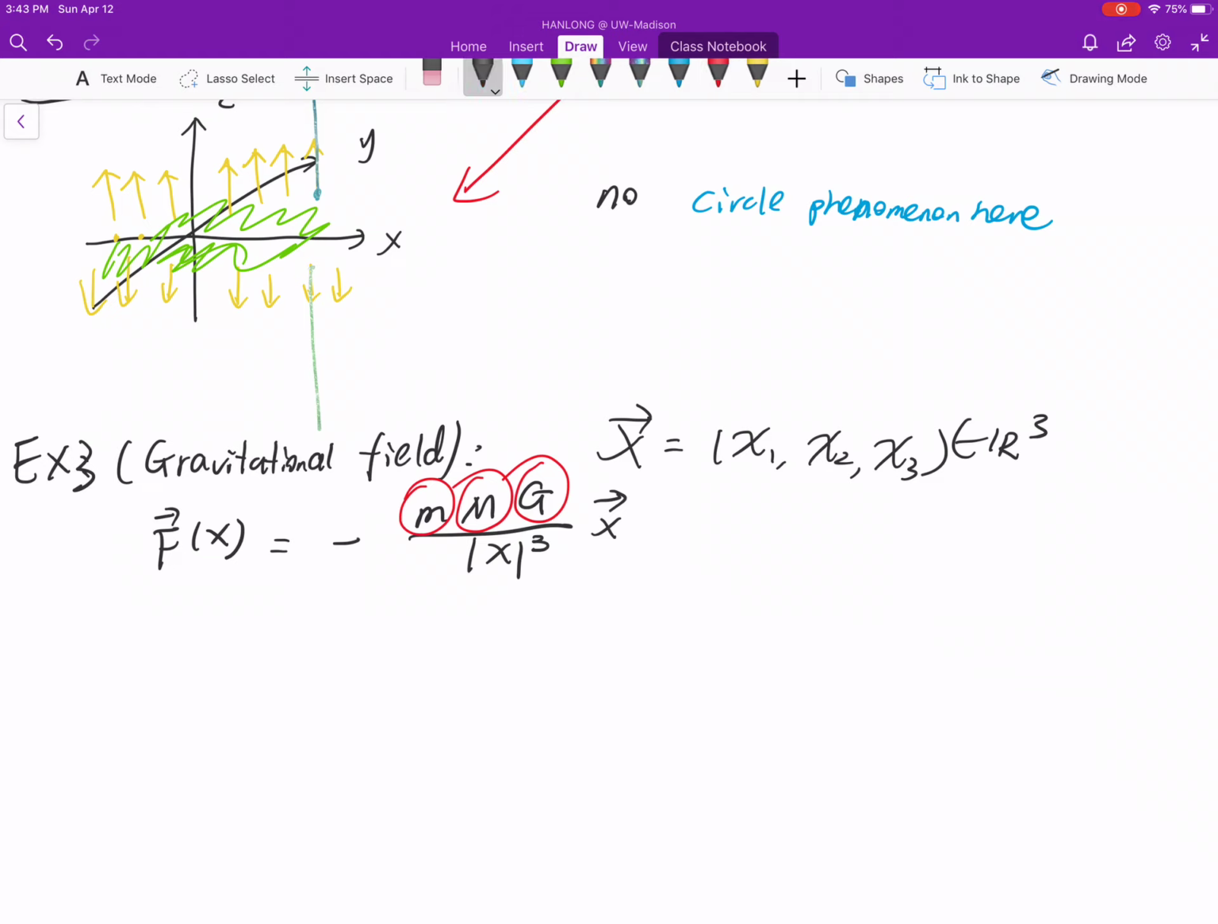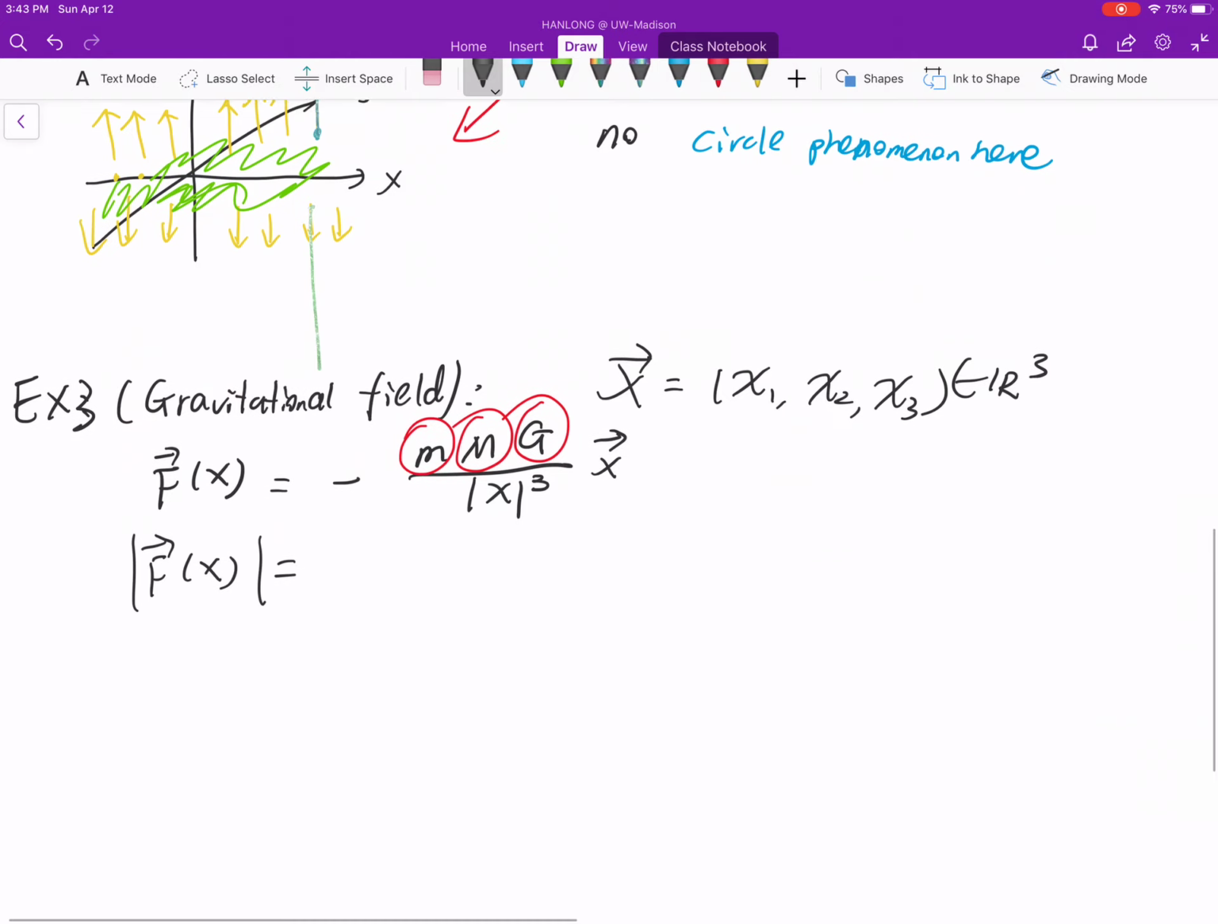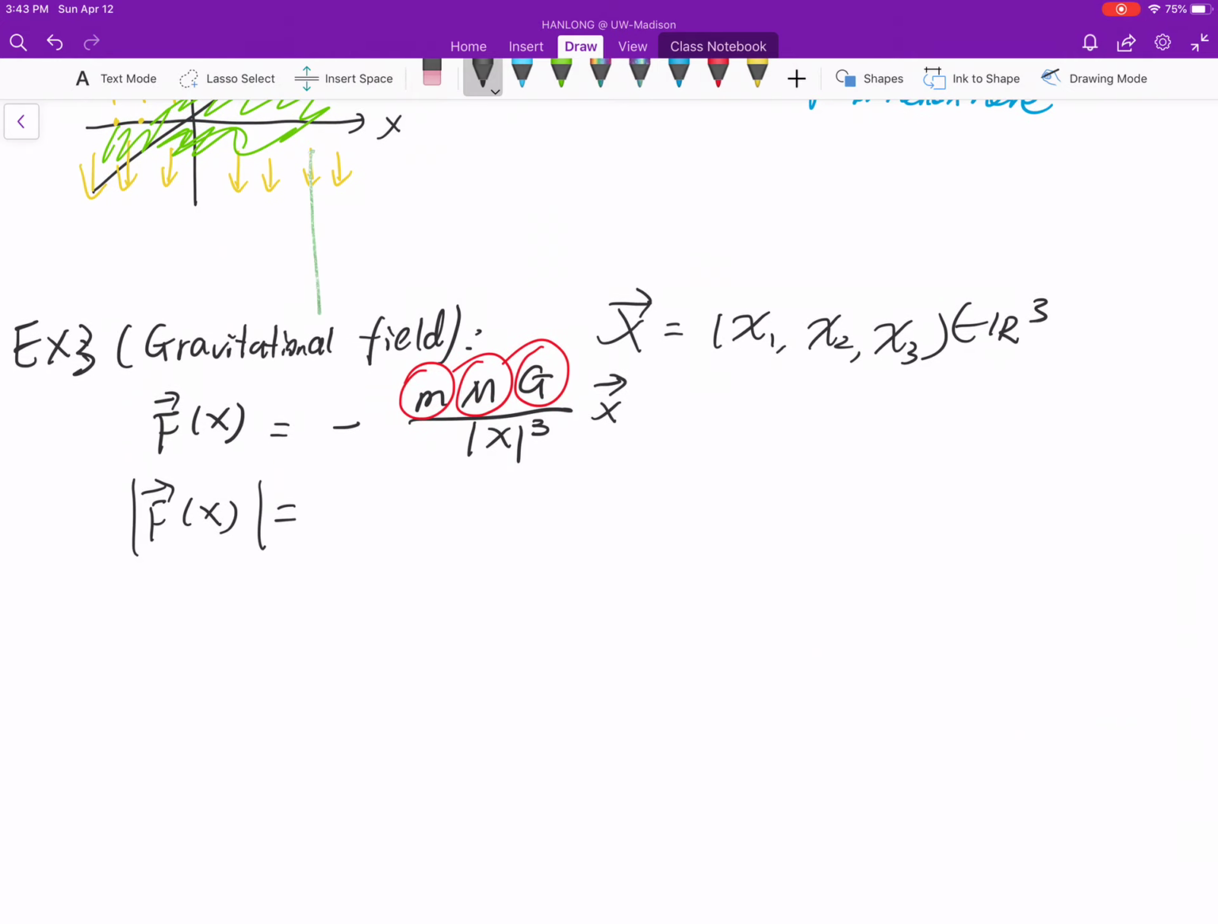And then if you compute the magnitude of this vector field, for each point you have positive m, capital M, G over r squared, where r squared is x1 squared plus x2 squared plus x3 squared.